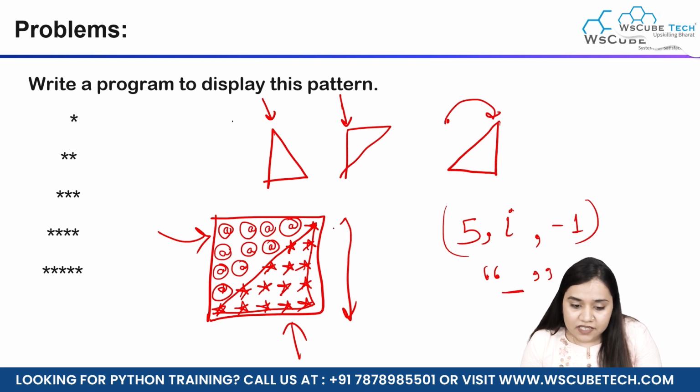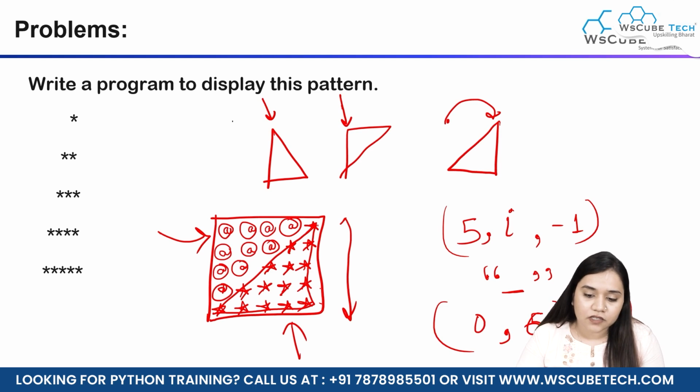And the second case would be about our stars. So what would the starting value be? It will be starting from the I only. That means our rows only, that is, how many rows there are. So if I say 0 to 6, then it will do the same thing. Or instead of this, I can put I also over here. So let's work on this pattern over here.